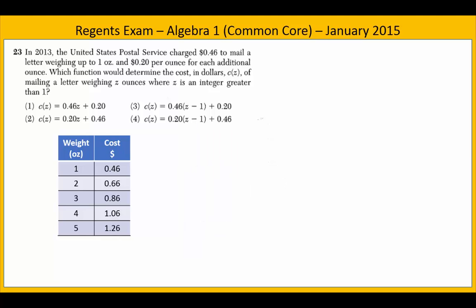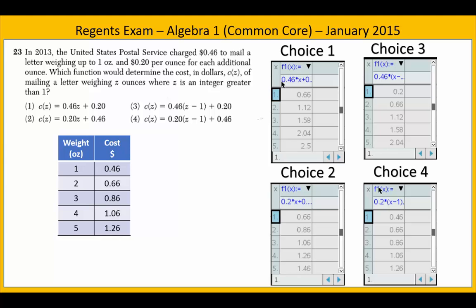So let's understand this problem a little bit further. Suppose we take each of those 4 choices. This is probably the easiest way to go about that problem. Put each of the equations into your graphing calculator, using the variable x, of course, and see which of those tables matches the one that we created. Choice 4 has the same values as our table, and so choice 4 is the correct equation.